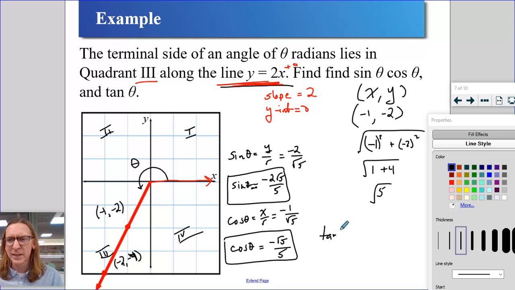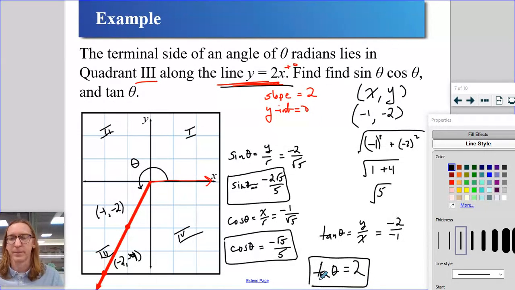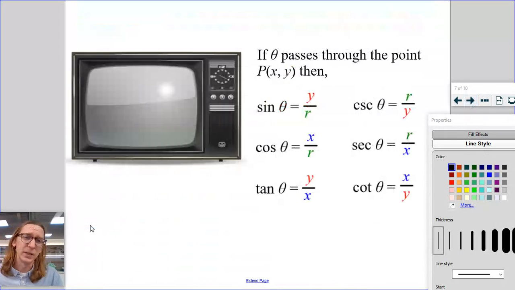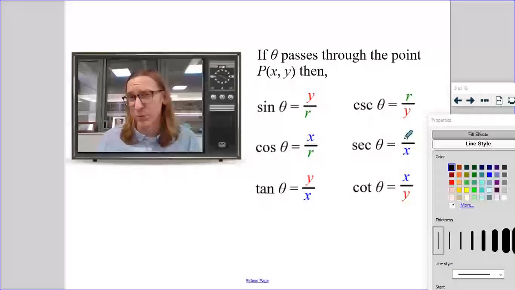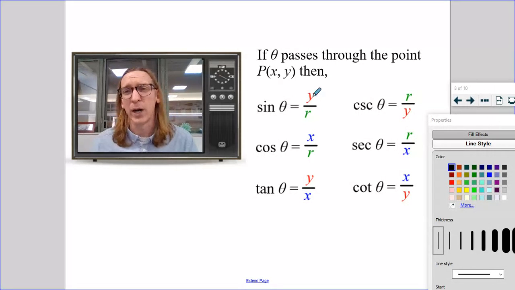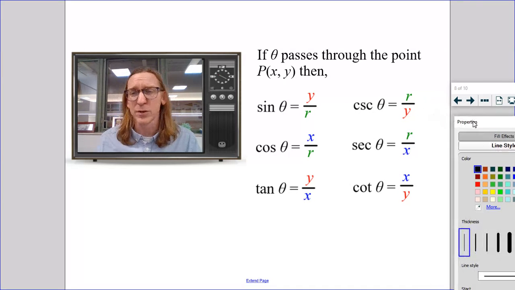And lastly, when we calculate the tangent, will the value of this angle's tangent be positive or negative? Well, I have to take the y-coordinate divided by the x-coordinate, which is -2 divided by -1. So I do end up with a tangent of theta that's positive, whereas all the other ratios ended up being negative. Now, none of these examples talked about the reciprocal ratios of cosecant, secant, and cotangent, but it is truly just as simple as taking what we know about sine, cosine, and tangent and reciprocating those ratios. Since sine is y over r, cosecant is r over y, and the other reciprocal ratios follow suit.